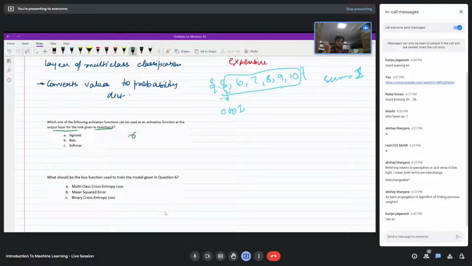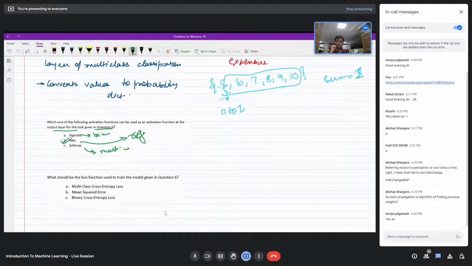So this is a regression problem, right? Sigmoid is useful in binary classification. Softmax is used in multi-class classification. And ReLU is useful for regression in your output layer. Okay, so option B is correct.